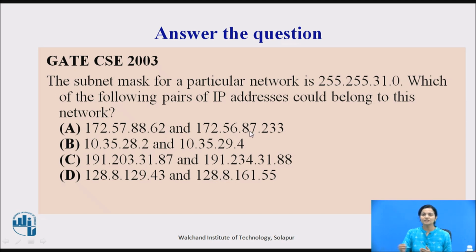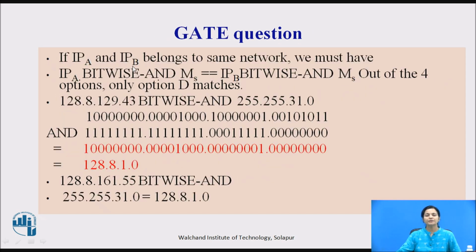So when you are trying to answer this question, you have to convert each number into binary, and then mask it, ANDing with the mask, and first find out what different numbers you are getting. Now I will take IP A and IP B and convert them into binary: 128.8.129.43, here we are converting this.